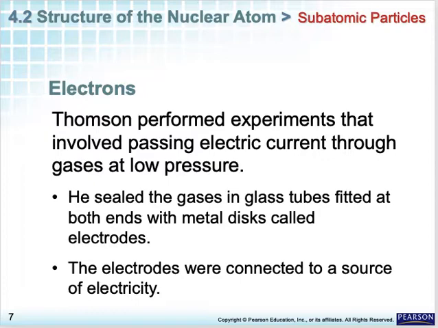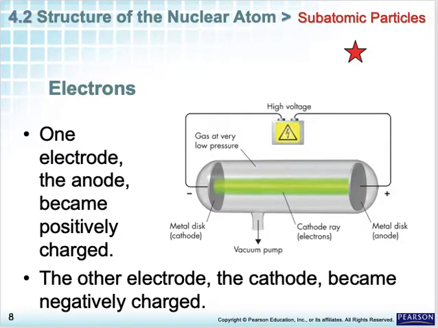So he performed experiments using an electric current through a gas that's in a tube at low pressure. He sealed the gas. He fitted both ends with a disc called an electrode, and then he put a source of electricity to those electrodes, causing current to flow through the gas. So here's a picture of that experiment. It's got a little star on this slide, means it must be important.